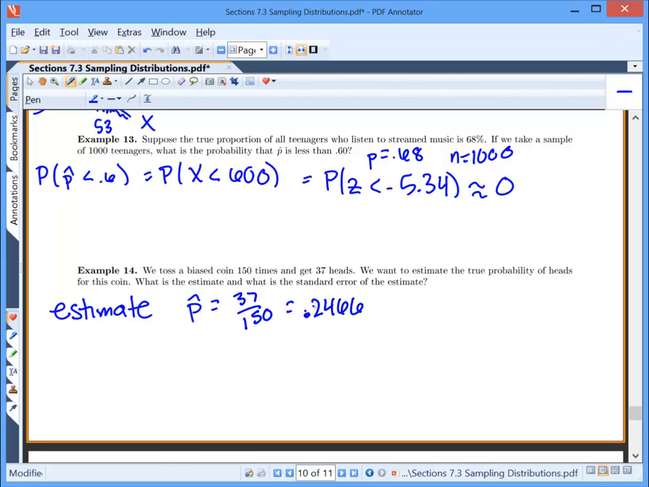Notice this is a biased coin. I have no idea what the true probability of heads is, but right now my best guess is that the true probability of heads is about 0.2466.